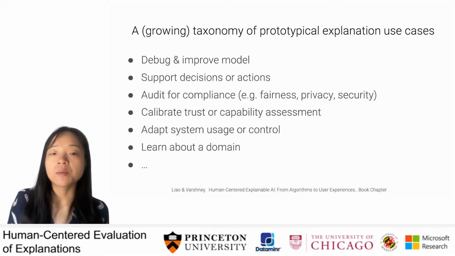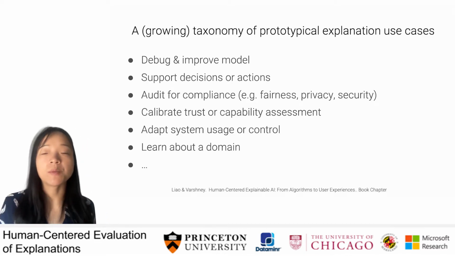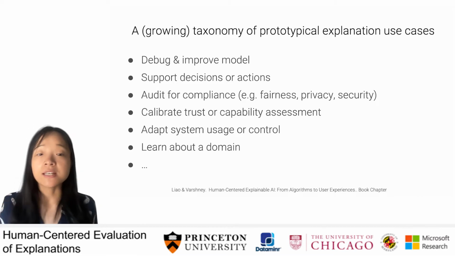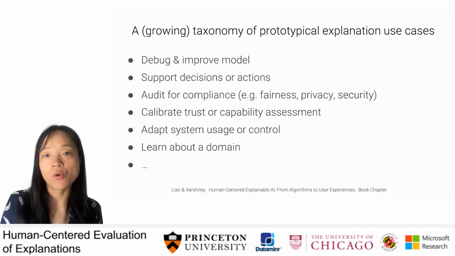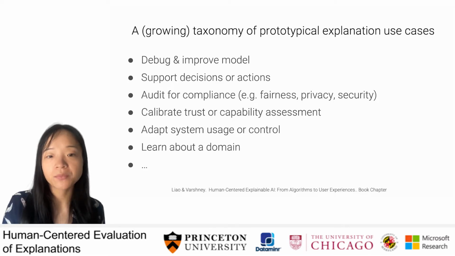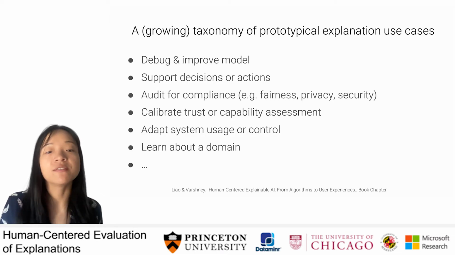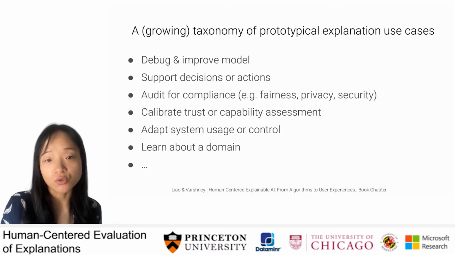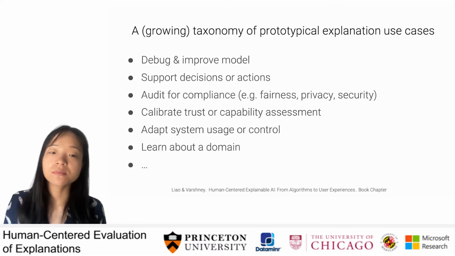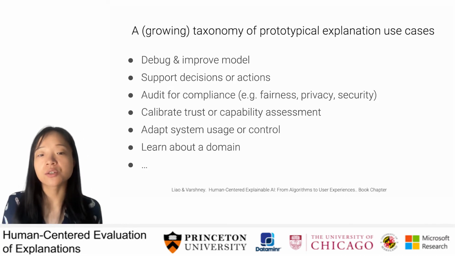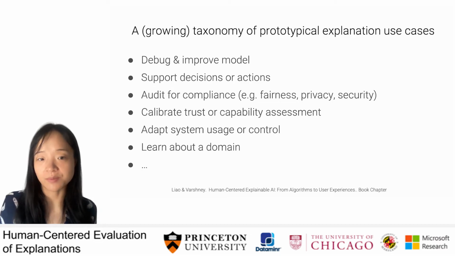Here, I will use this taxonomy that I discussed in a recent book chapter I wrote with my former colleague Kush Varshney. That is, AI explanation can be sought for 6 use cases. First one is to debug and improve the model, to support decision-making or action, to audit for compliance, including fairness, privacy, security concerns, to calibrate the trust or capability assessment, to support adapting usage or control, and for domain learning. Do note that this taxonomy is necessarily incomplete, as researchers and practitioners will keep discovering new use cases for explanation.